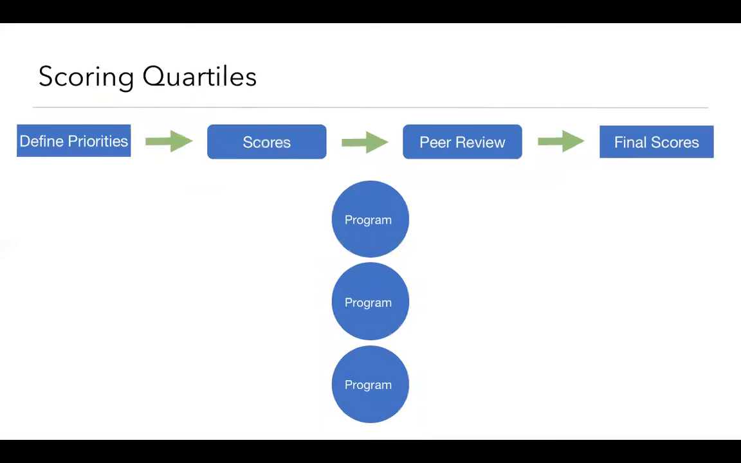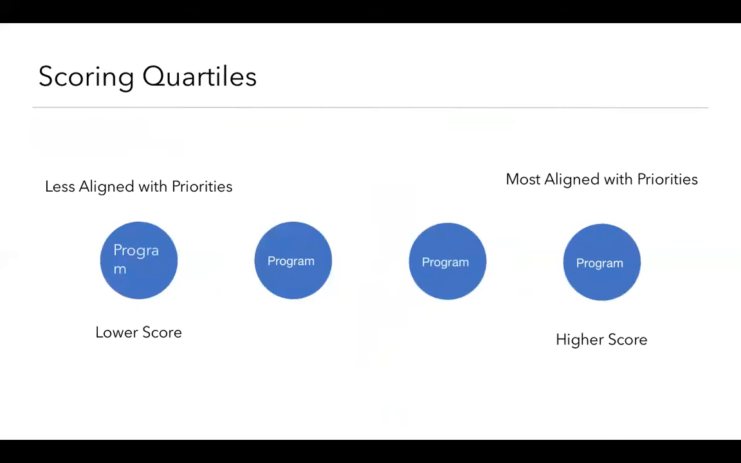Okay, so here we are. We have defined the priorities for the county. We have gone through and assigned scores. We're getting ready to start peer review, and then we'll have the final score evaluation and validation. So all of the programs within your program inventory are going to be assigned to a quartile. We have lower quartiles, which are less aligned with priorities, and higher quartiles that are more aligned with priorities.